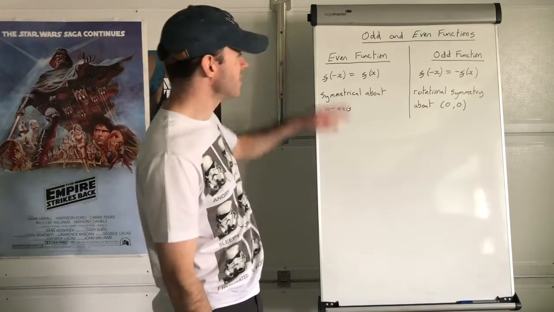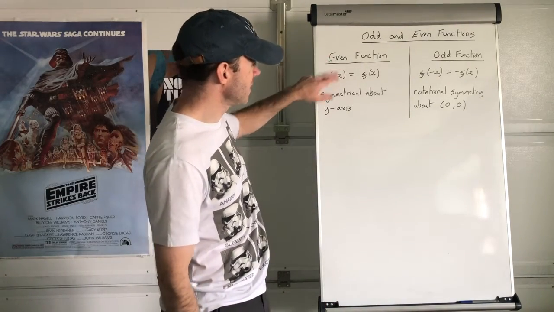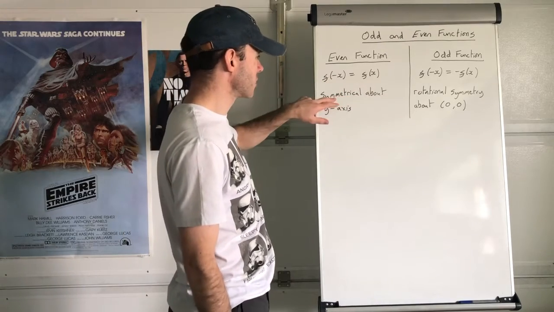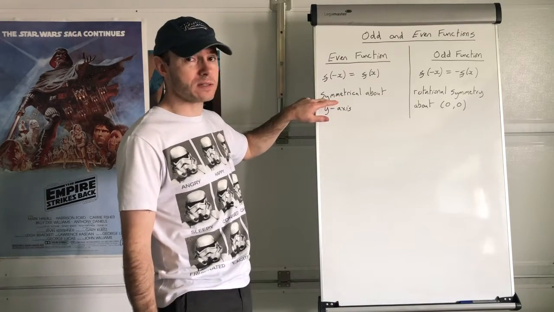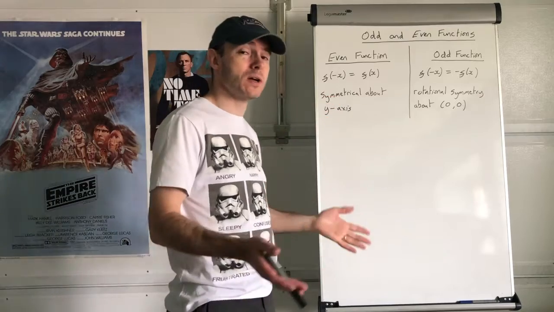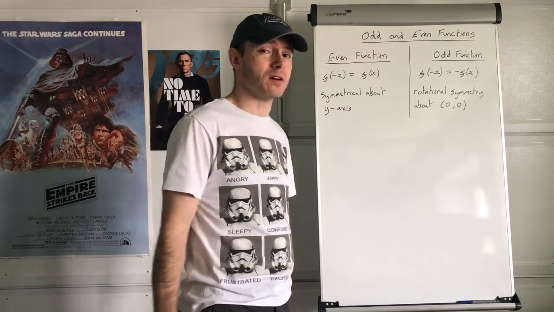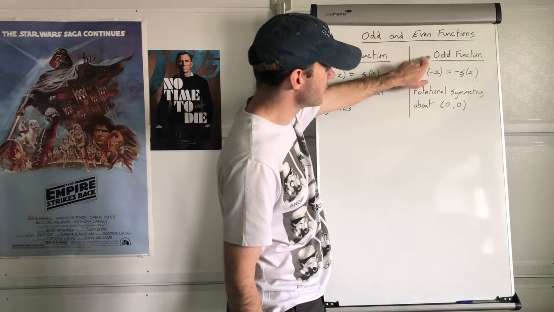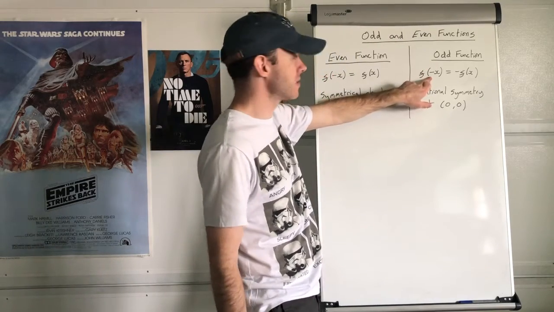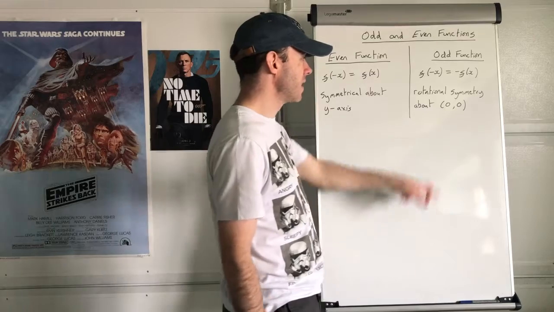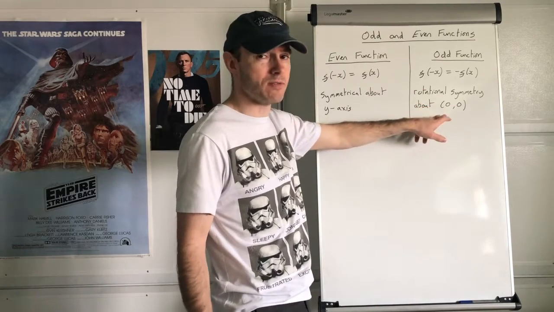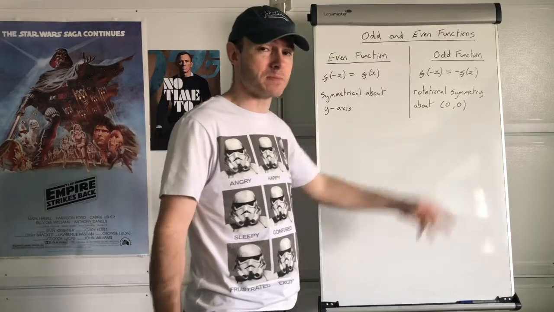So here are the definitions. An even function satisfies this: f of negative x is f of x, and it's got the property that it's symmetrical about the y-axis. So if you know that a graph is going to be an even function, you can draw it quite quickly. And an odd function satisfies this property that f of negative x is negative f of x. And this one's got rotational symmetry about the origin. What I mean is you can rotate it pi radians about the origin and it maps back onto itself.